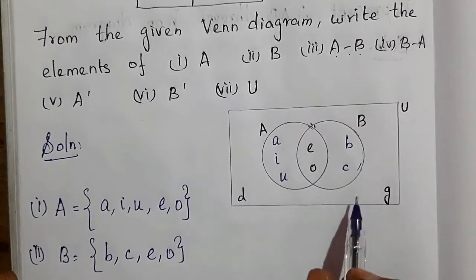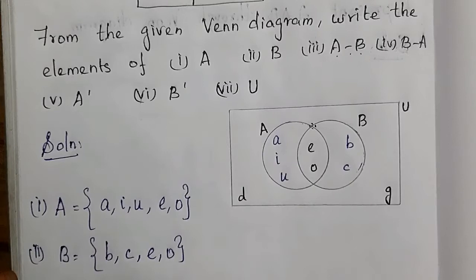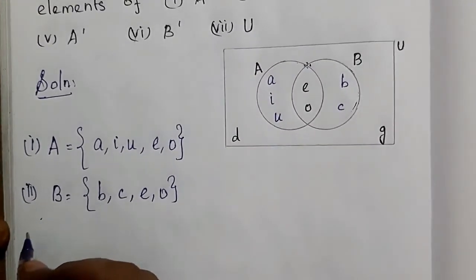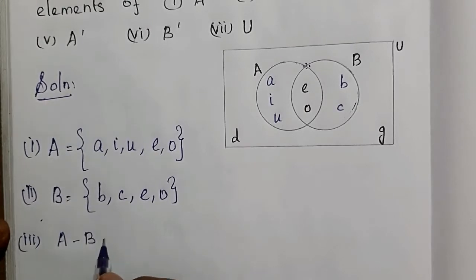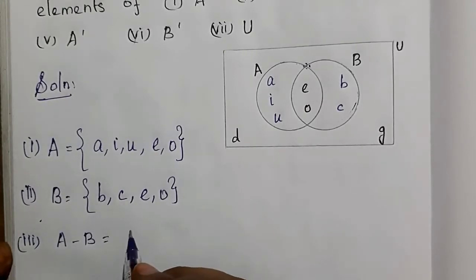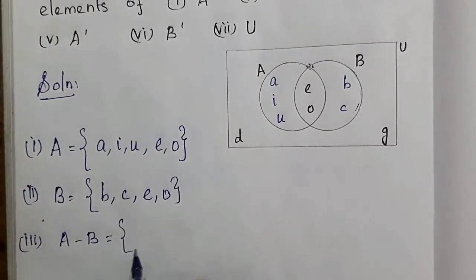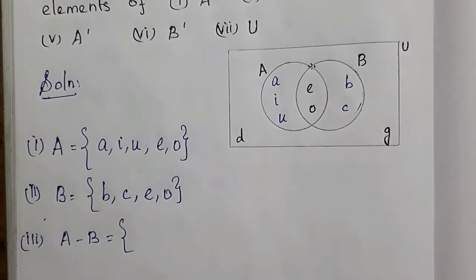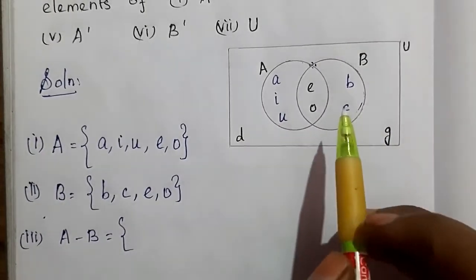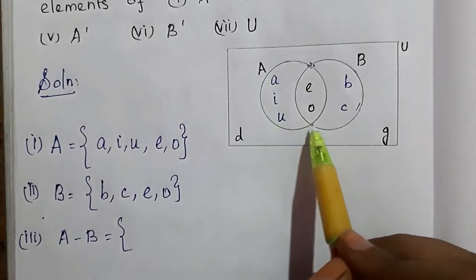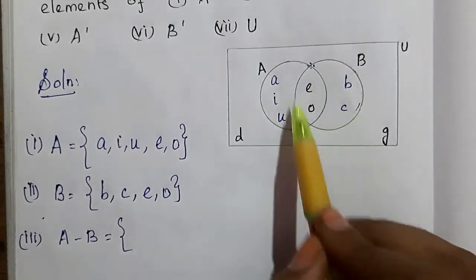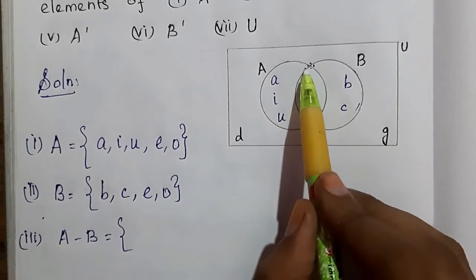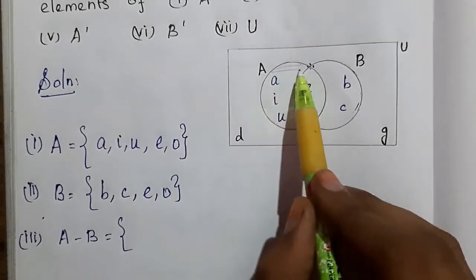Using this Venn diagram we have to write. So see the Venn diagram. A minus B equal to set of all. So A minus B, where is A minus B? From the set A, remove all the B elements. So only you will get this part.